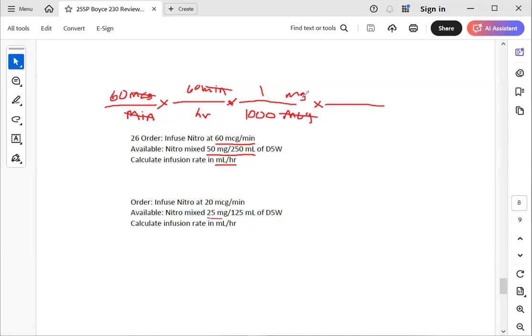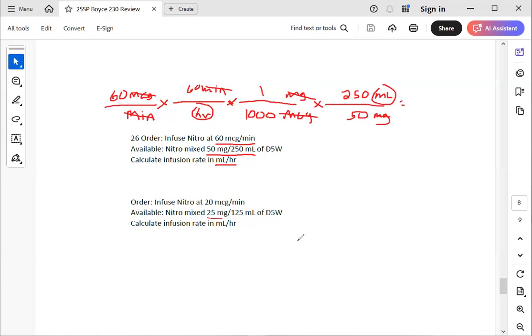Okay, so I haven't done any math yet. I'm just setting it up, and I know it's time consuming, but in reality, it doesn't take that long. So I'm in milligrams per hour, and I don't want milligrams, I want milliliters per hour. And I have a way to convert. I can put 50 milligrams here, and that'll get rid of my milligrams. And then what goes with that 50 milligrams? That 250 mL. And now I'm in what I'm looking for, which is mL per hour.